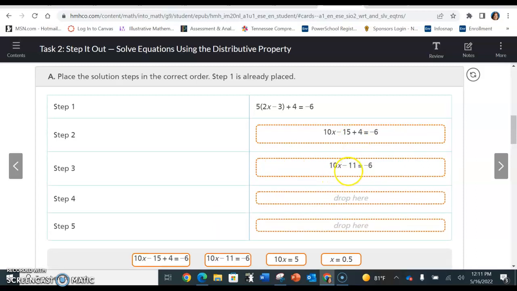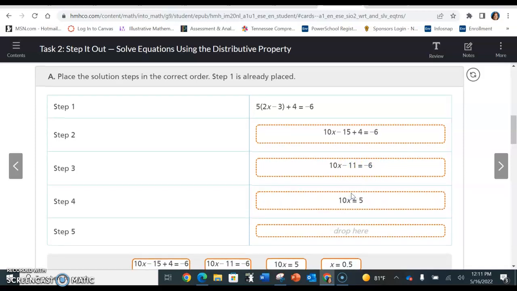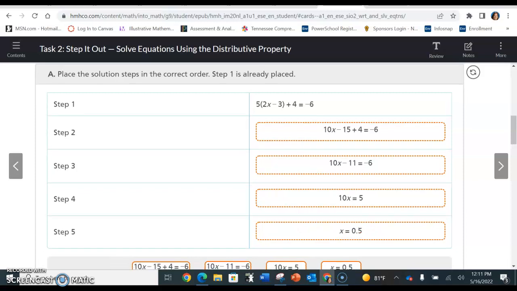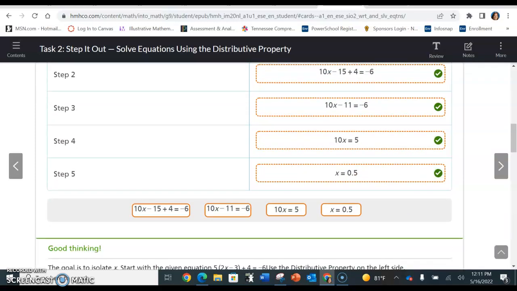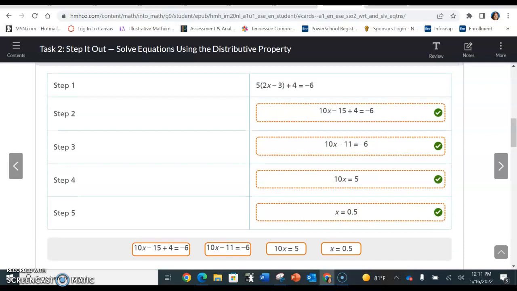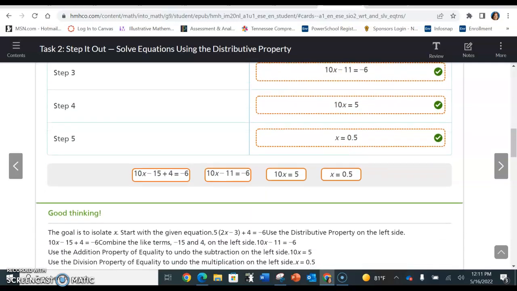Now you're solving for x, so we want to get rid of the negative 11 by adding 11 to both sides of the equation. So I'm going to have 10x, and then if I add 11 to both sides, I have 10x equals 5. Then I'm going to divide both sides by 10. I'm dividing by 10 because I'm solving for x. 5 divided by 10 is 1/2. 1/2 is the same as 0.5.